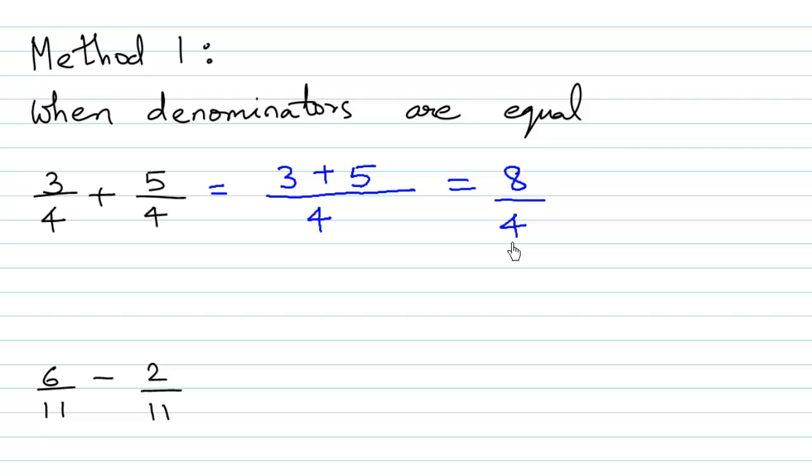And we can reduce this to the lowest term. 4 ones are 4, 4 twos are 8. So the final answer is 2 upon 1, which can be further reduced as 2.